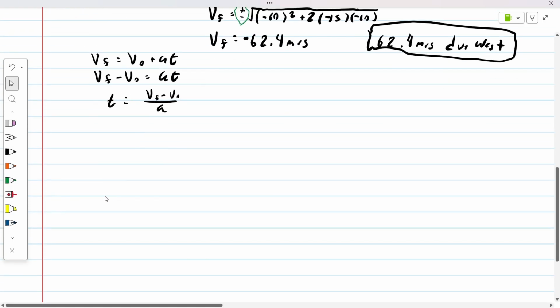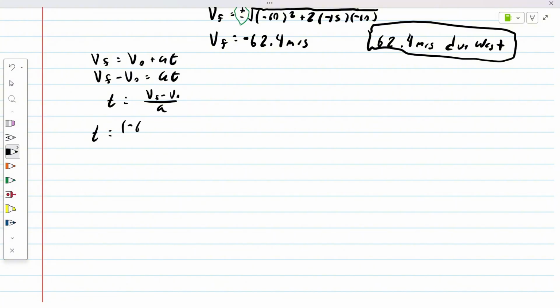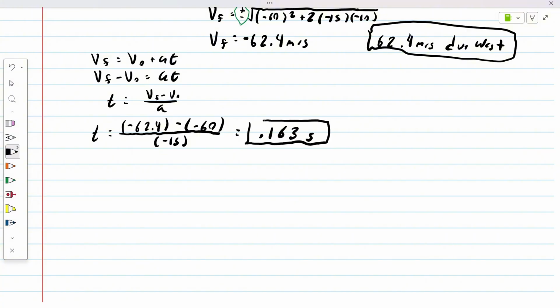So I'll scroll down a little bit. Now that we have the t separated out, we can plug in our values here. The final velocity is a negative value as we determined before. That's why we need to determine it. And our initial is also a negative value, which is negative 60. And we divide this by a negative acceleration of negative 15. And that will give us 0.163 seconds. So that's how long he was traveling for.